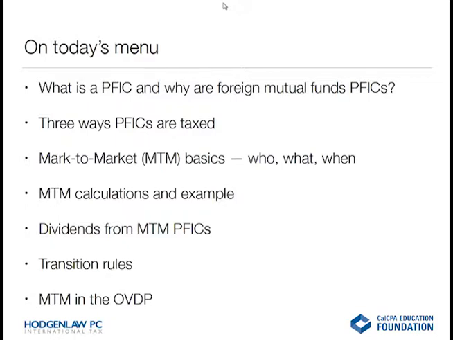We'll then do some calculations for an example that covers 5 years, and we'll look at how you do the calculations over a 5-year period. And then we'll do some form preparation examples. We'll talk about how dividends are taxed. We'll talk about some special transition rules if you're not already operating under the mark-to-market method. And then very briefly at the end, we'll talk about how mark-to-market works in the offshore voluntary disclosure program, which is quickly becoming very irrelevant because that program is going to be ending soon, so we're not going to spend that much time on that.